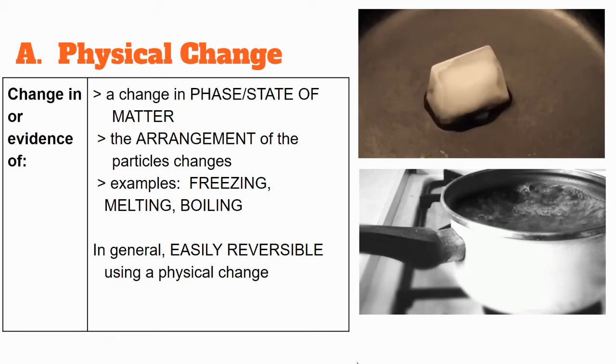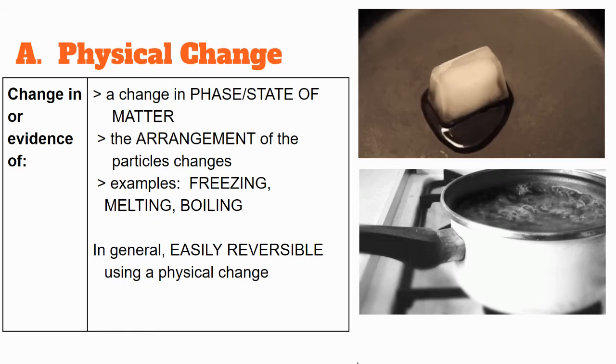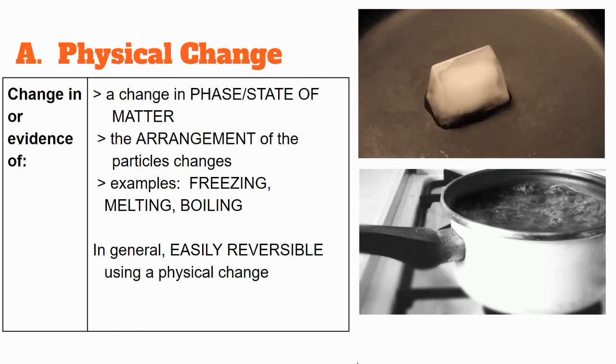And so despite the fact that it's gone through the phase change, it is still the same chemical substance. In general, physical changes are easily reversible using just a physical change. So I can pretty easily refreeze that ice cube to get it back to its solid form after it's melted. I can recondense the water to get it back to its liquid form after it has boiled off.